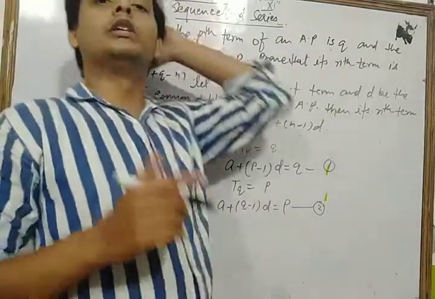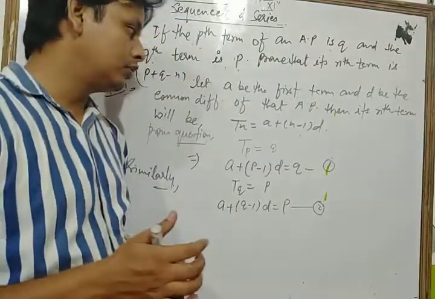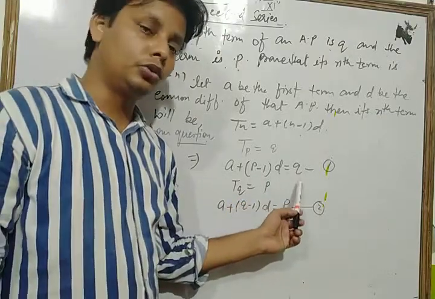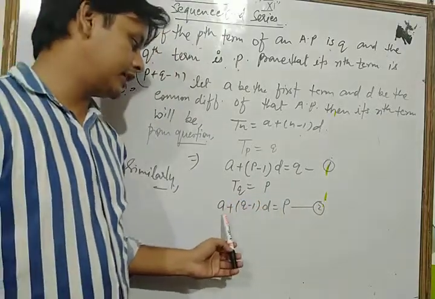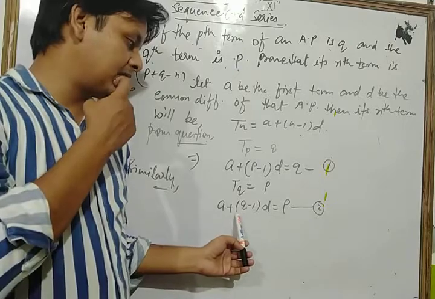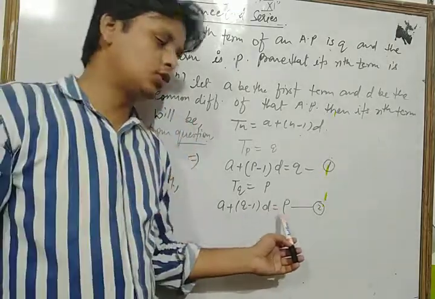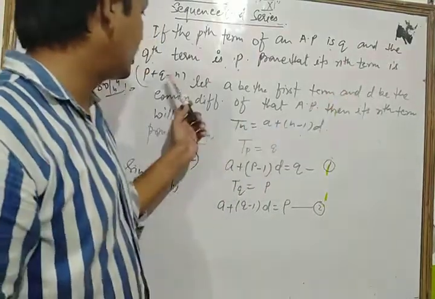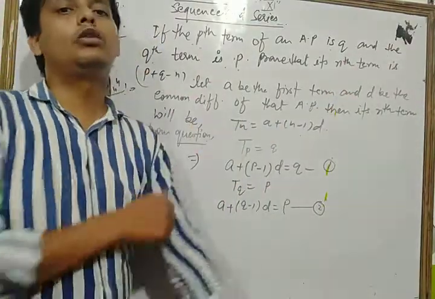Now let's see, dear student, what we do. We have two equations: a plus (p minus 1) into d is equal to q, and the second equation is a plus (q minus 1) into d is equal to p. Now we have to show that its nth term is p plus q minus 1.